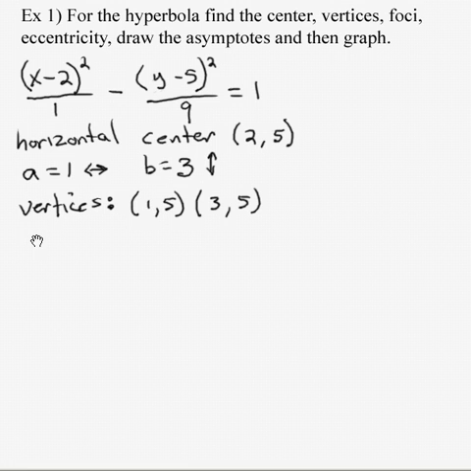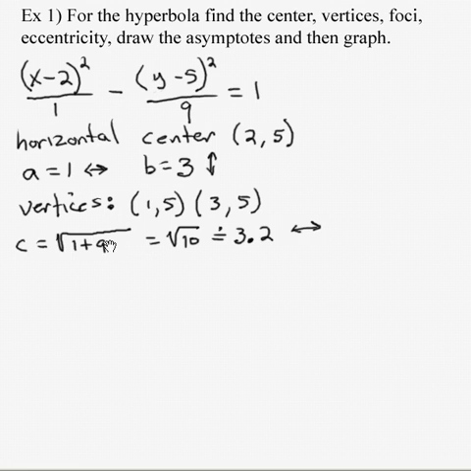Here's another difference. For an ellipse, we subtracted the denominators and square rooted. For a hyperbola, we add the denominators and square root. So 9 plus 1 is 10. Square root of 10 is approximately 3.2. That's the distance from the center to each focus.